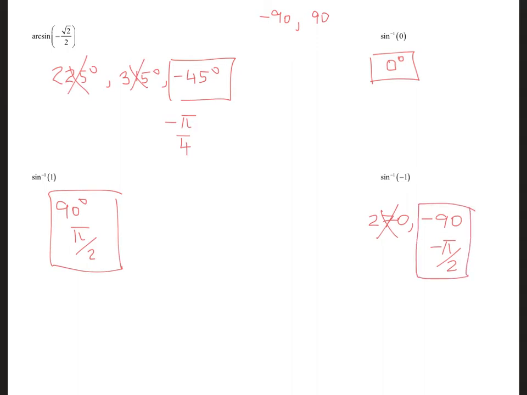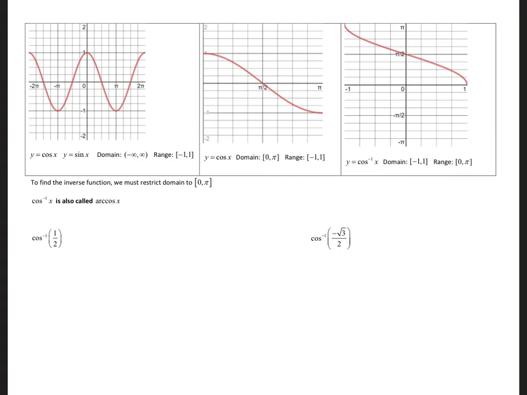Okay, so let's move on. So now let's consider the cosine. So this is the cosine function, and in the cosine function, you can see the domain is all real numbers and the range is negative 1 to 1. Again, it passes the vertical line test, but does not pass the horizontal line test. So that means it's not 1 to 1. I cannot get its inverse unless I restrict the domain.